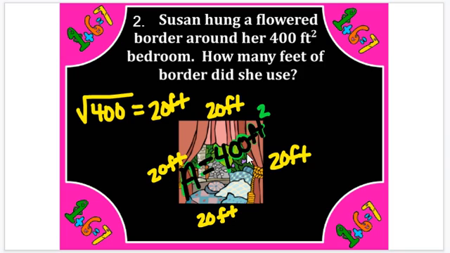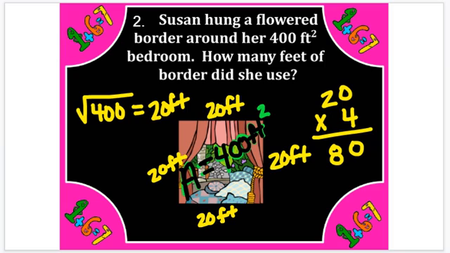Good. All right, so now let's figure out how much border she used, because she didn't just use 20 feet of border. She used 20 feet of border for this side and this side and this side and this side. So what do we do next? Well, we need to take 20 and multiply it by 4 because that's how many walls she used it around. So we multiply 4 times 0 is 0 and 4 times 2 is 80.